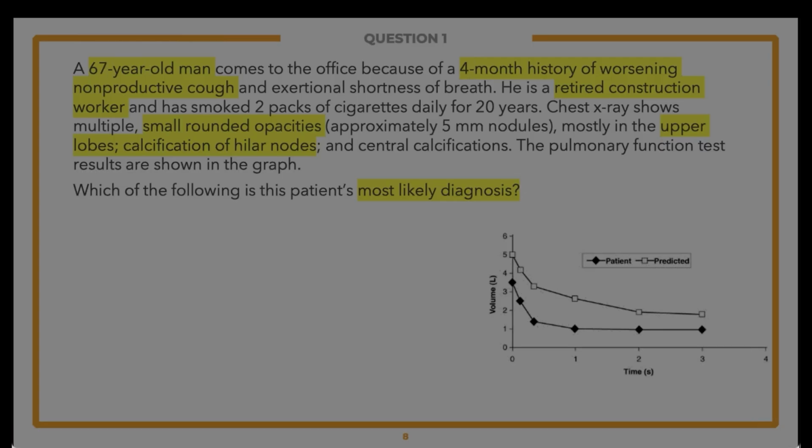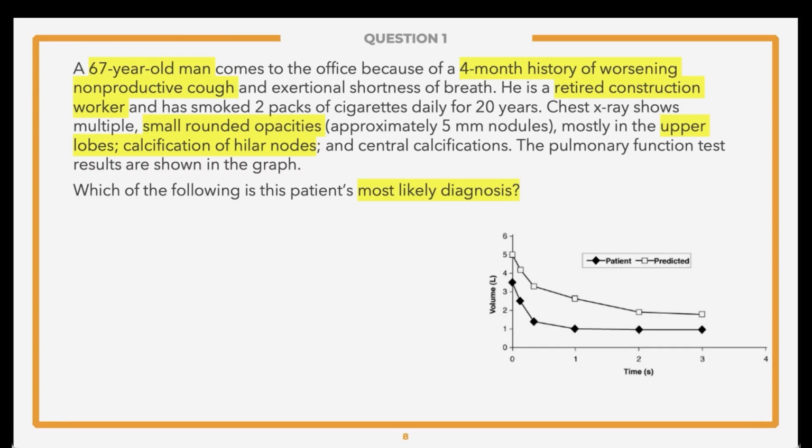So you're thinking about, okay, what's going on that's causing this patient to present how they are? We know a 67-year-old male with a 4-month history of worsening non-productive cough. Okay, so it's worsening, 4 months is a long time, so it's a chronic situation that's going on.